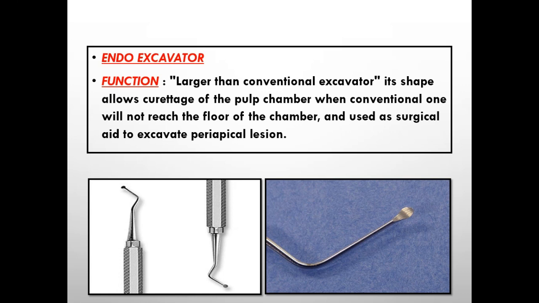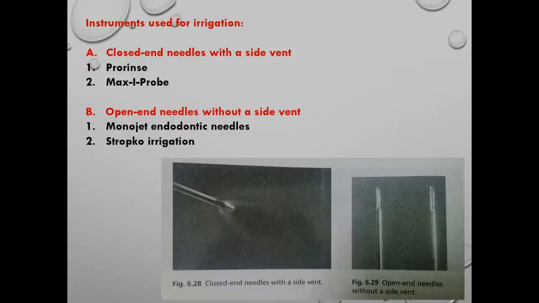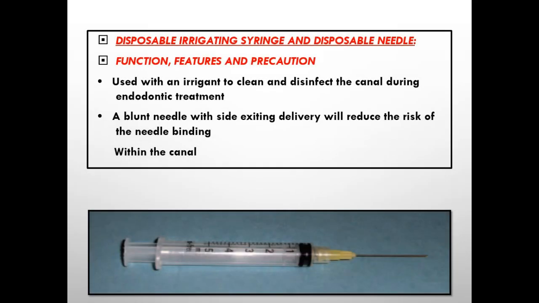Okay, and it is used as a surgical aid to excavate periapical lesions. A disposable irrigating syringe and disposable needle are also necessary to deliver the irrigating solutions, sodium hypochlorite or normal saline, used as an irrigant to clean and disinfect the canal during endodontic treatment. A blunt needle with side exiting delivery will reduce the risk of the needle binding within the canal.